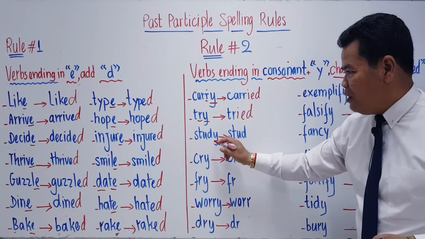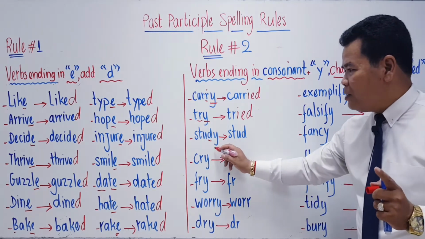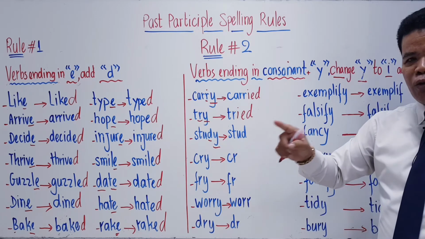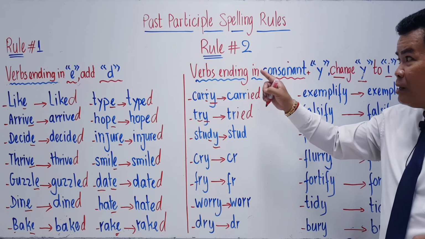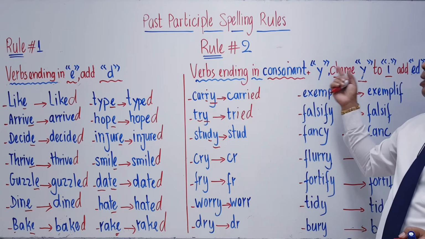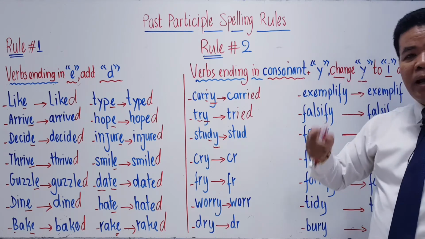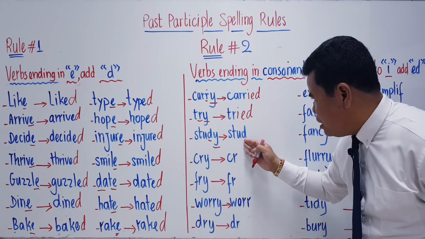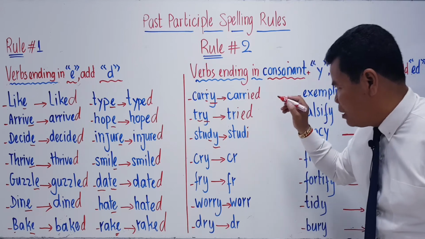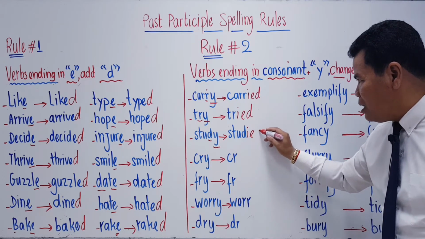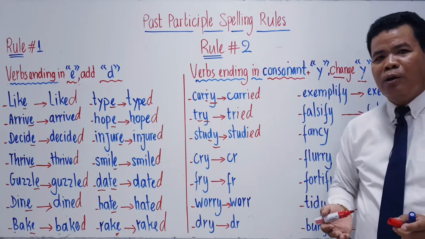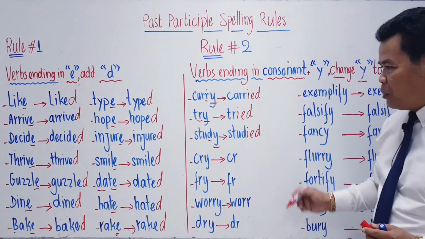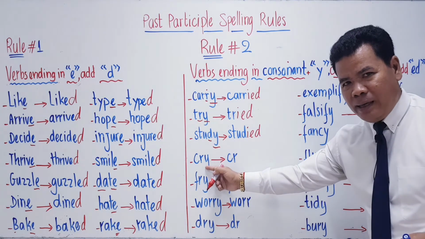Study. What do you have in here? This is a consonant. And Y at the end. Consonant and then Y at the end. So you cannot use ED straight away. Understand? The rule doesn't say that. The rule says consonant plus Y, change Y to I, and then plus ED. So what do we have now? Let's do together. Study, S-T-U-D, change Y to I first. And the second step, we have to add ED. We have the past participle of study. So, studied.